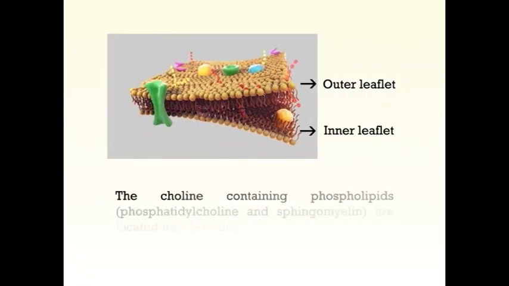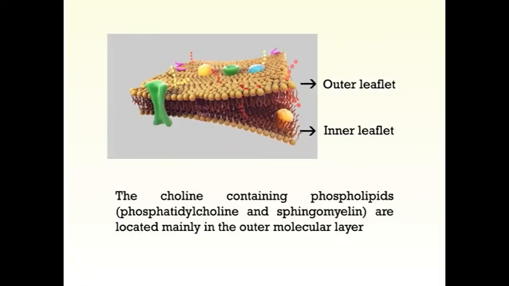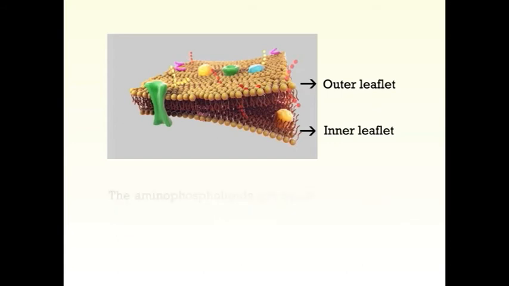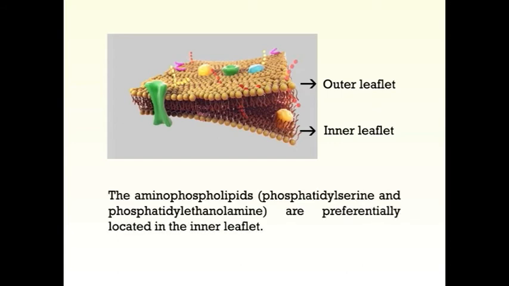There is also inside-outside, that is, transverse asymmetry of the phospholipids. The choline-containing phospholipids, that is, phosphatidylcholine and sphingomyelin, are located mainly in the outer molecular layer. The aminophospholipids, phosphatidylserine and phosphatidylethanolamine, are preferentially located in the inner leaflet.